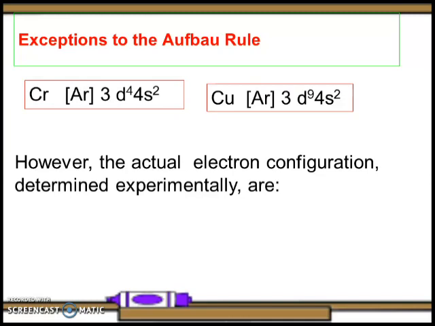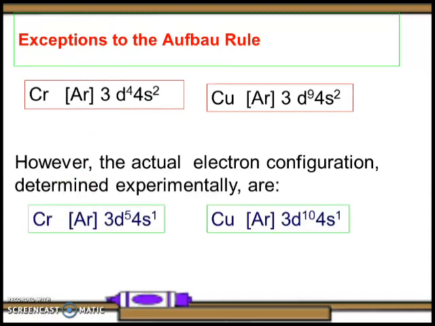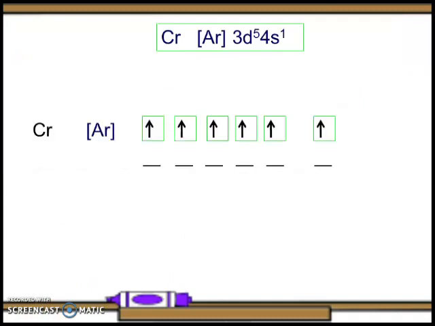Now, in the first 30 elements, only chromium, atomic number 24, and copper, atomic number 29, are exceptions to the above principle. Now, the actual electron configurations of chromium and copper are the following. So, we have [Ar] 3d5 4s1 for chromium and [Ar] 3d10 4s1 for copper. Now, take a look at the diagram.